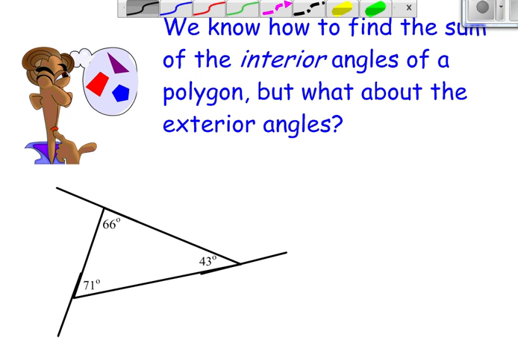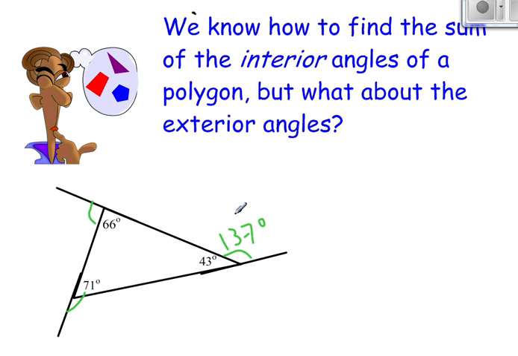So what I've done is I've created exterior angles here, here, and here. And those exterior angles, we can certainly find what they are quite easily because every time I extended a side, I created a 180-degree angle. So I can do 180 minus 43 to find this angle. And I can do 180 minus 66 to find this angle. And I can do 180 minus 71 to find this angle. So for this triangle, those are my exterior angles.